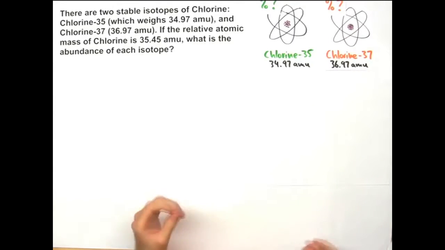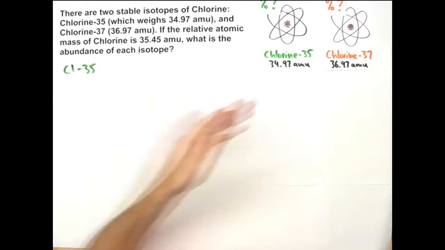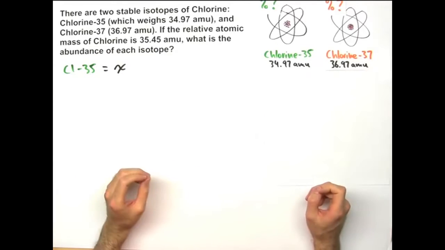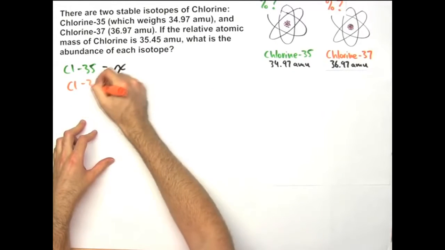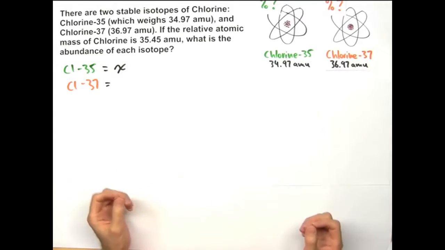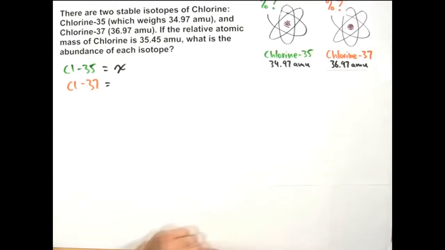Since these are unknowns, the first thing let's do is assign some variables. Chlorine-35, just for the sake of it, let's call that X. The percent abundance of it will be X. What about chlorine-37? Well, we could say that it's Y, but that would be a pain because then we'd have two variables to solve for, X and Y. That makes things much more difficult. What we really want to be able to do is express chlorine-37's abundance using X in some way. Let me show you how we're going to do it.